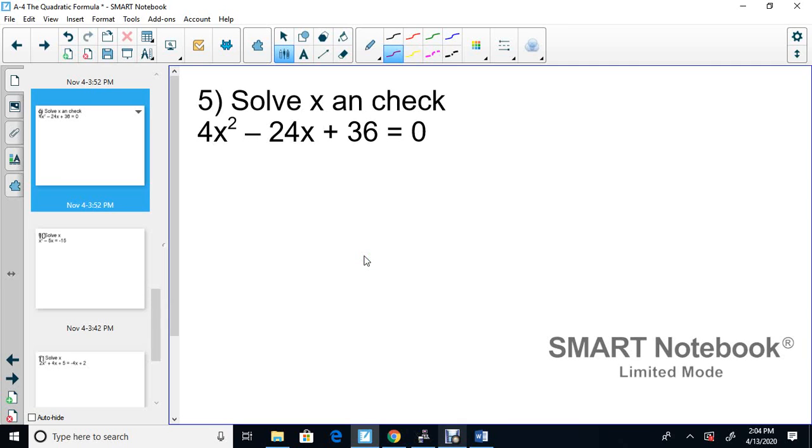Okay, now I'm going to finish off the last three. So here, a is 4. I'll just write it up here. You don't have to write this. A is 4, b is negative 24, and c is 36.